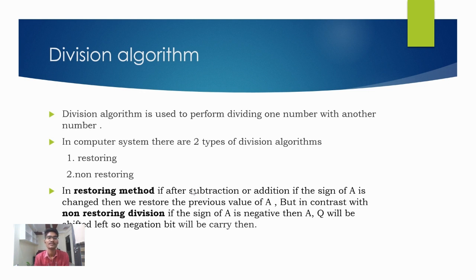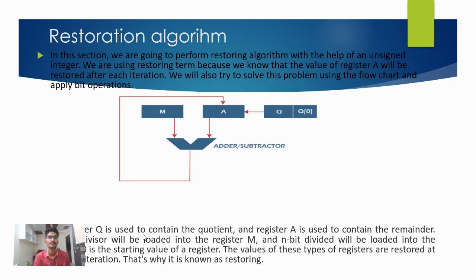In the restoration algorithm, if after subtraction or addition the sign bit of A is changed, then A is restored to its previous value, which means restoration is performed. But in non-restoration division, if the sign bit of A is negative, then A, Q will be shifted left. So in the restoration algorithm, after each iteration the value of A is checked and restored, whereas in the non-restoration algorithm, it is shifted left only when the sign bit is negative.